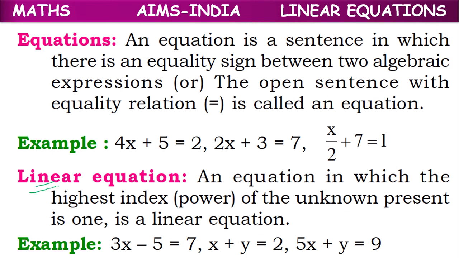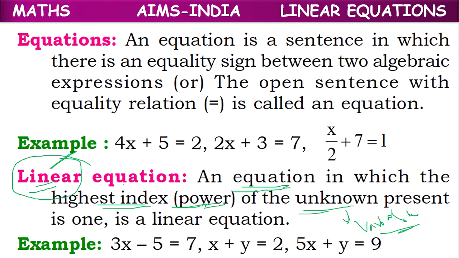And again we have the linear equation. In equations we have one kind called linear equation. Linear means the equation in which the highest index, power or degree of the unknown, and the unknown is nothing but the variable, the highest power, index or exponent of the variable present is 1. Then it is called a linear equation.